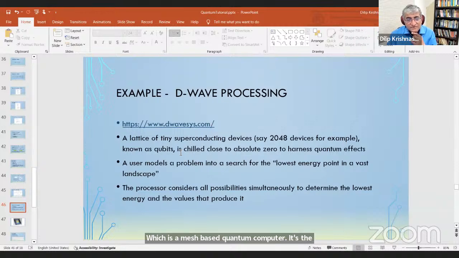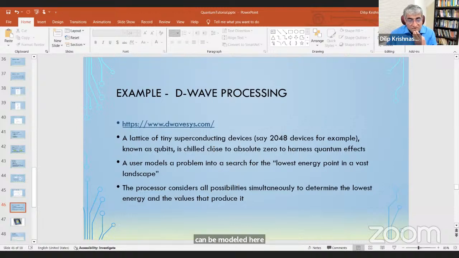It's a lattice of tiny superconducting devices chilled pretty close to absolute zero. What you're trying to do is search for the lowest energy point, trying to minimize an objective function. This can be used for any optimization problem, whether it's for supply chain or energy optimization in the network, or any problem that you can craft where you need to find the minimum of the objective function can be modeled here.